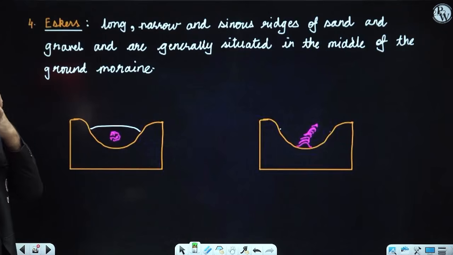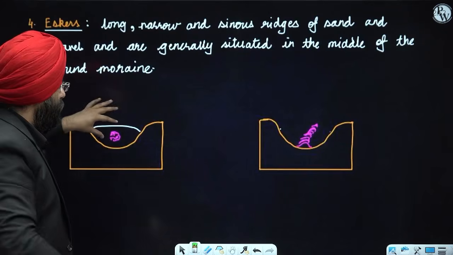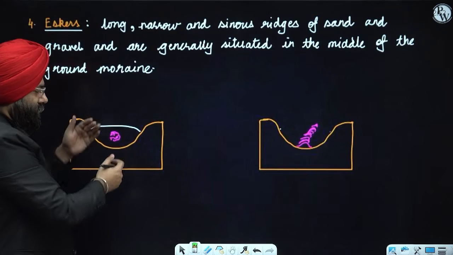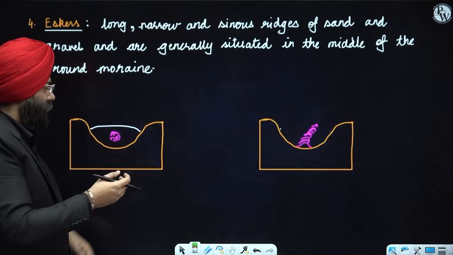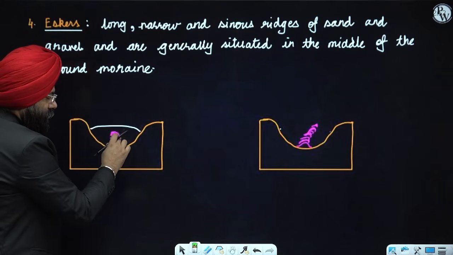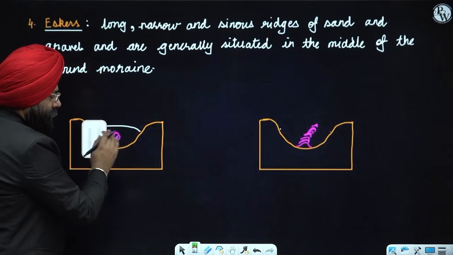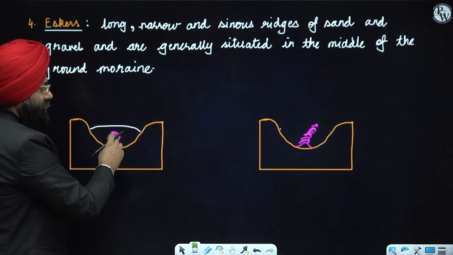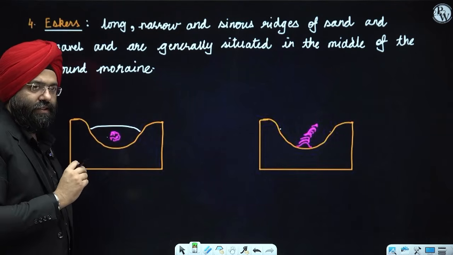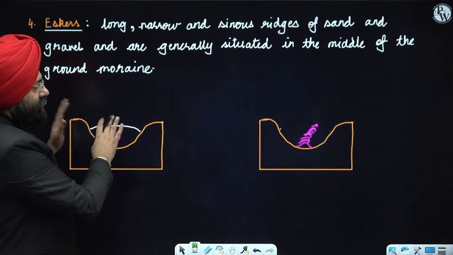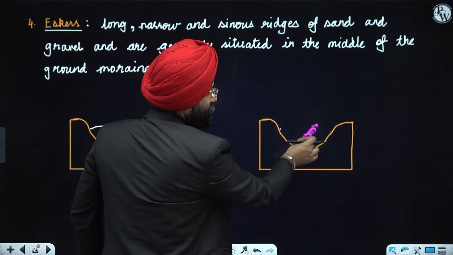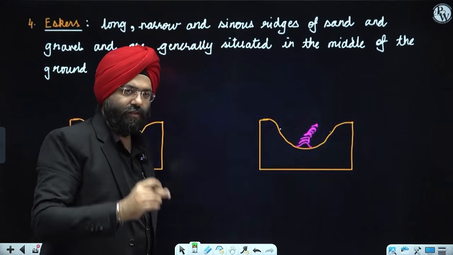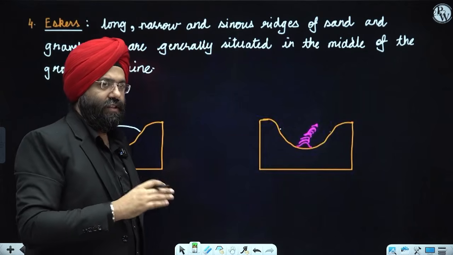Eskers. Now please understand what happens is, within the glacier also, when the glaciers are moving, they might be picking up a lot of debris and all. So within the glacier there will be certain debris or particles present, that is moving. When the glacier recedes, this part basically settles down, and a ridge-like structure is created. A small ridge-like structure is created within this valley.